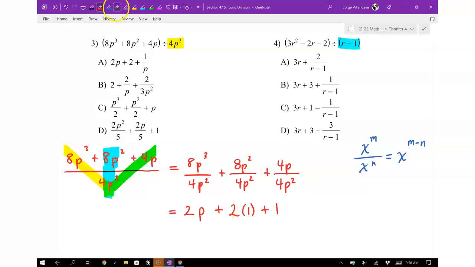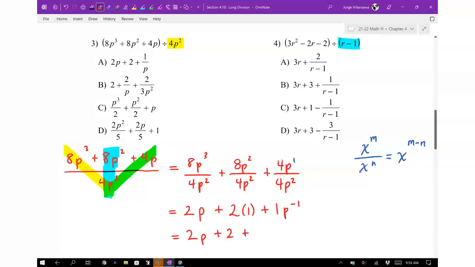And what's p divided by p squared? Now notice, that p has a power of 1. So 1 minus 2 is negative 1. Okay, so let me rewrite this so we can be done. 2p plus 2 plus p to the negative 1.